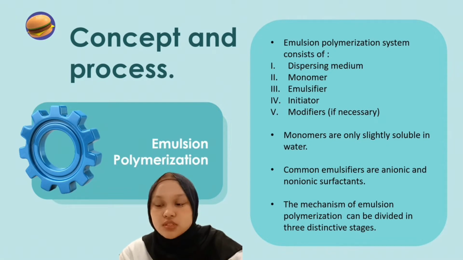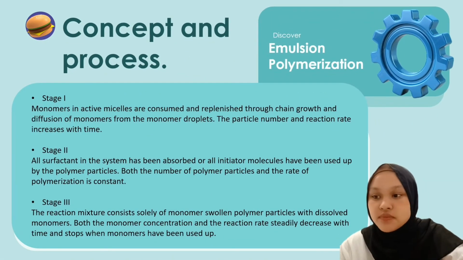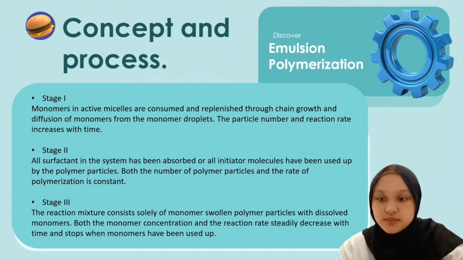The first hypothesis of the mechanism of emulsion polymerization was proposed by Harkins. The process can be divided into 3 stages. To begin with, stage 1, monomers in active micelles are consumed and replenished through chain growth and diffusion of monomer from the monomer droplets. The particle number and the reaction rate increase with time.